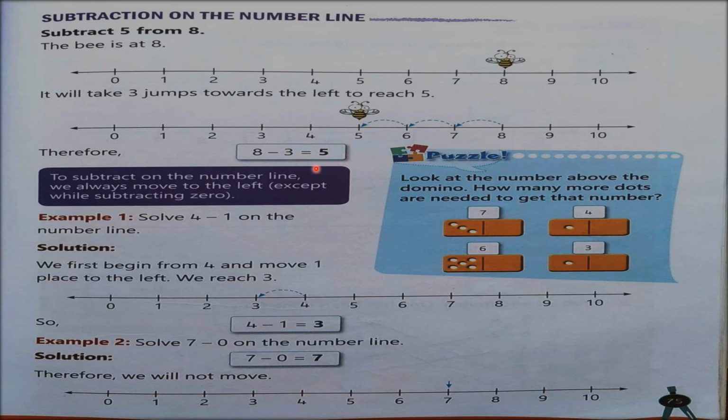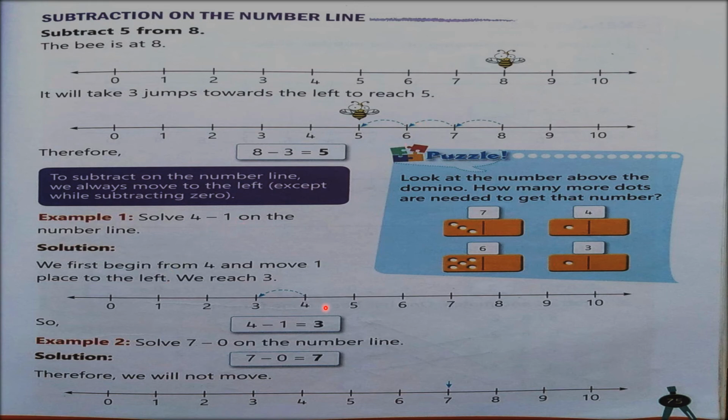So we start with the greater number and we jump the number of steps given. 8 minus 3, so we will jump 3 steps. What is the answer? 5. Very easy. To subtract on the number line, we always move to the left. This is right and this is left. So we are moving from right to left. But in addition, we move from left to right. Here it is backward jumping. Okay, very easy.